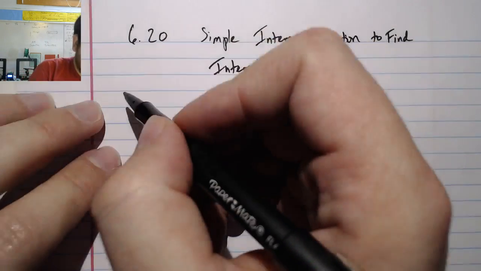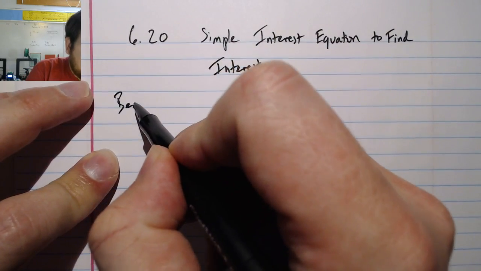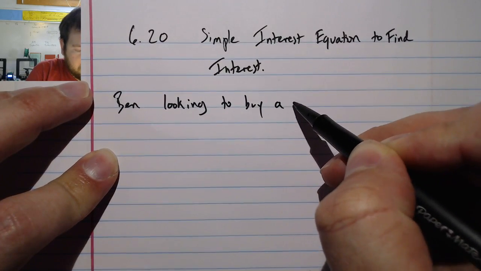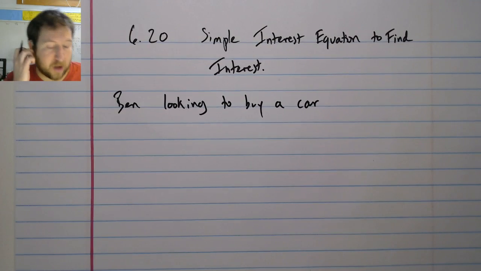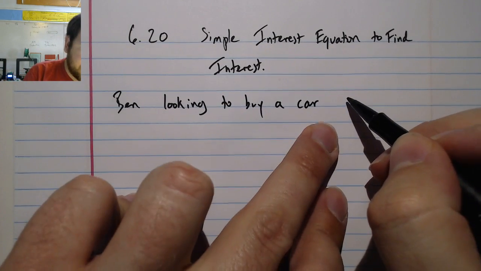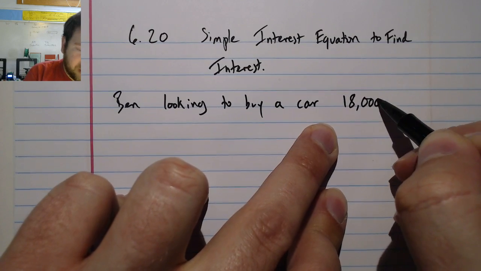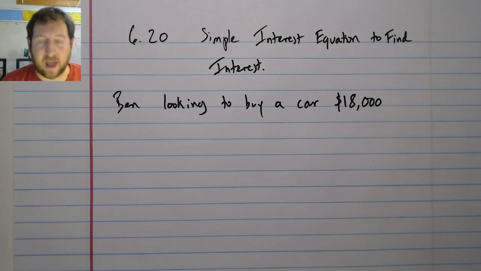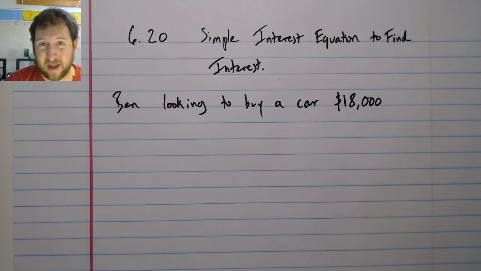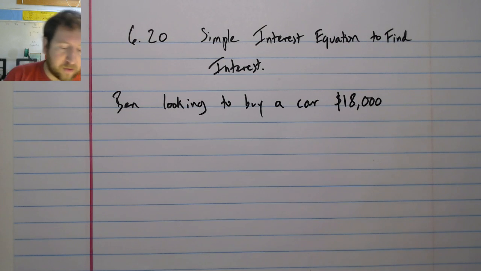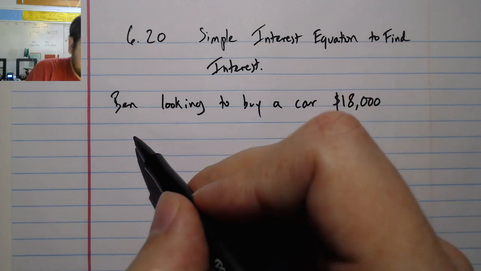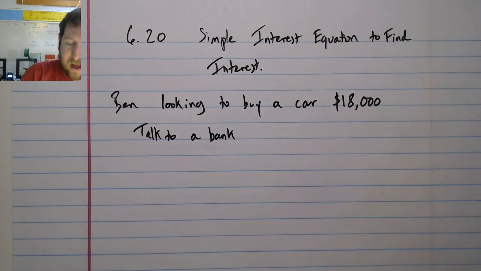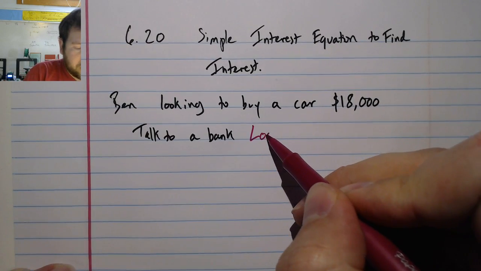For example, say someone's going to buy a new car. Ben is looking to buy a car, and say the price tag on this car is $18,000, which is a lot of money. And typically, most people don't have just $18,000 sitting around in the bank. Some people do, of course, but most people don't. So what you would do to get this money is you would talk to a bank, and they would loan you the money.